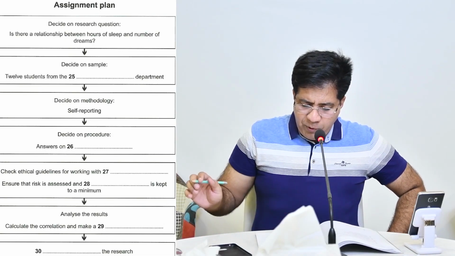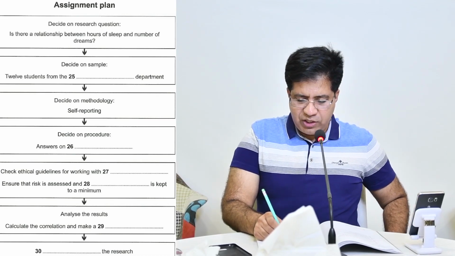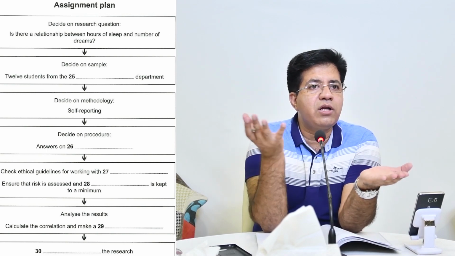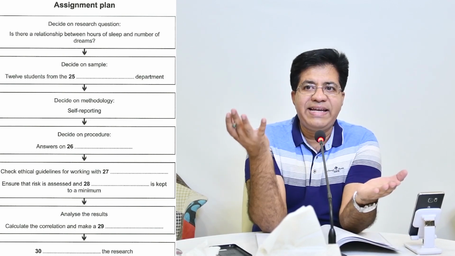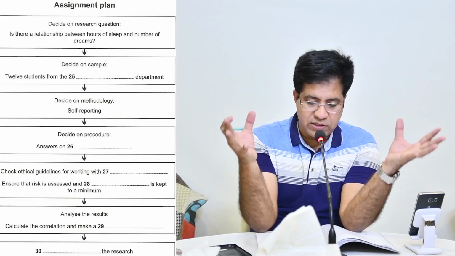Now, self-reporting, you can underline. Question number 26. Decide on procedure. Answers on dash. Very, very simple. They need answers on computer, answers on tablet, answers on what? So where do they need to get the answers? Very simple.